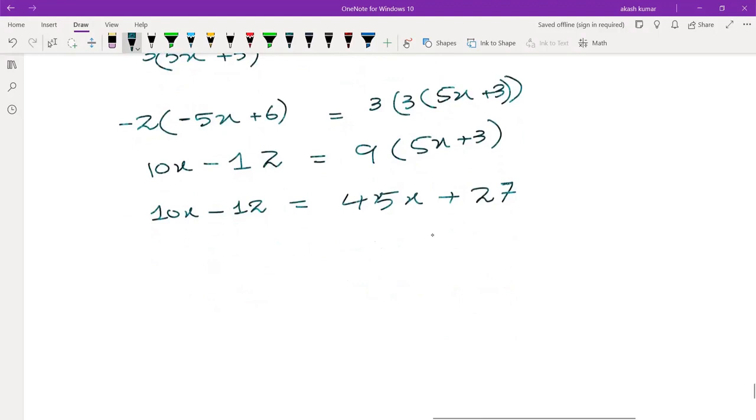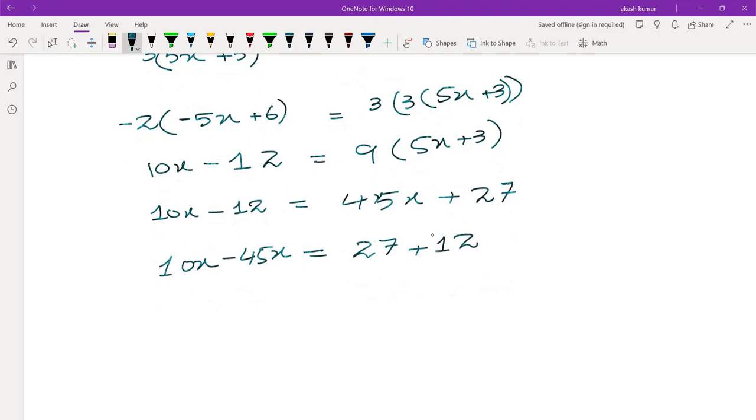So let's take 45x on this side of the equation. So plus 45x on this side becomes negative 45x equals 27 on this side. Let's take negative 12 on the other side of the equation. That becomes plus 12.